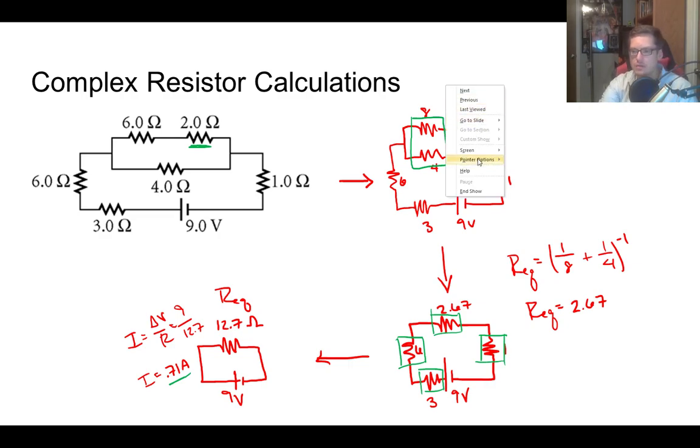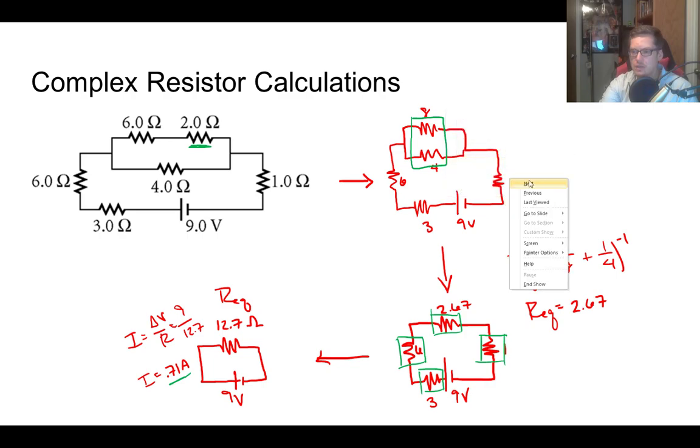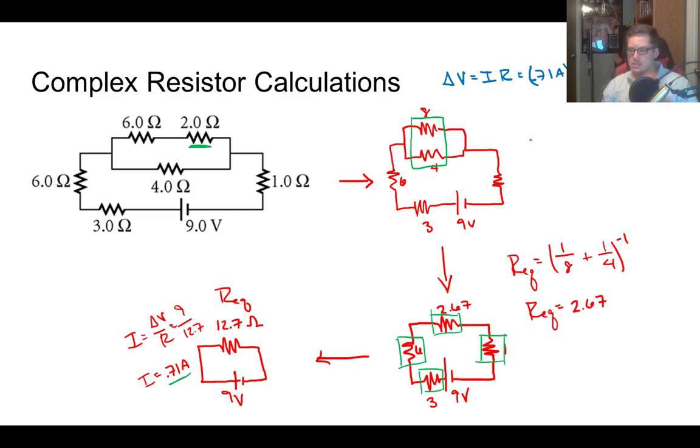So what color should we use for that? Let's do blue. Now we're going to find our potential difference. Well, delta V equals I times R. Our I value here is the current we just calculated in green, so that's 0.71 amps. And the resistance is the equivalent resistance we calculated before, so that's 2.67.